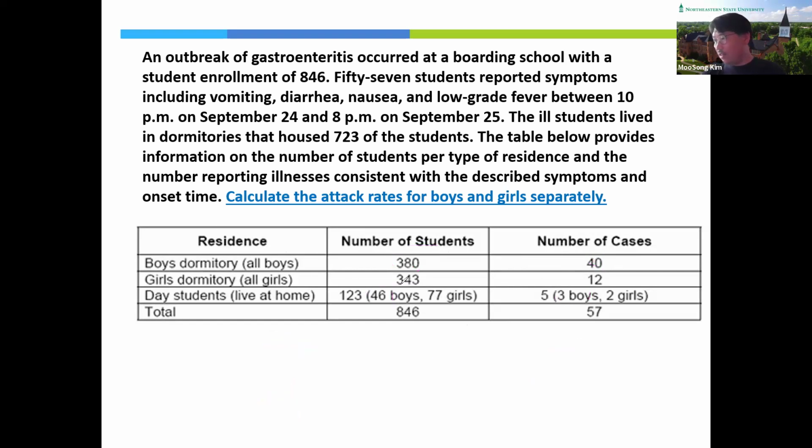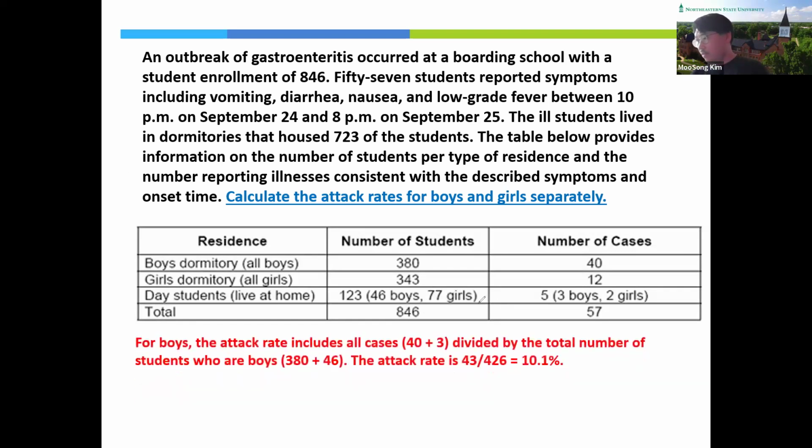And girls, 343 plus 77, that is the number of people at risk for girls, right? So 420. And then 12 plus 2, so 14 over 420, right? Yeah. It should be 3.3 percent, right? Yeah.